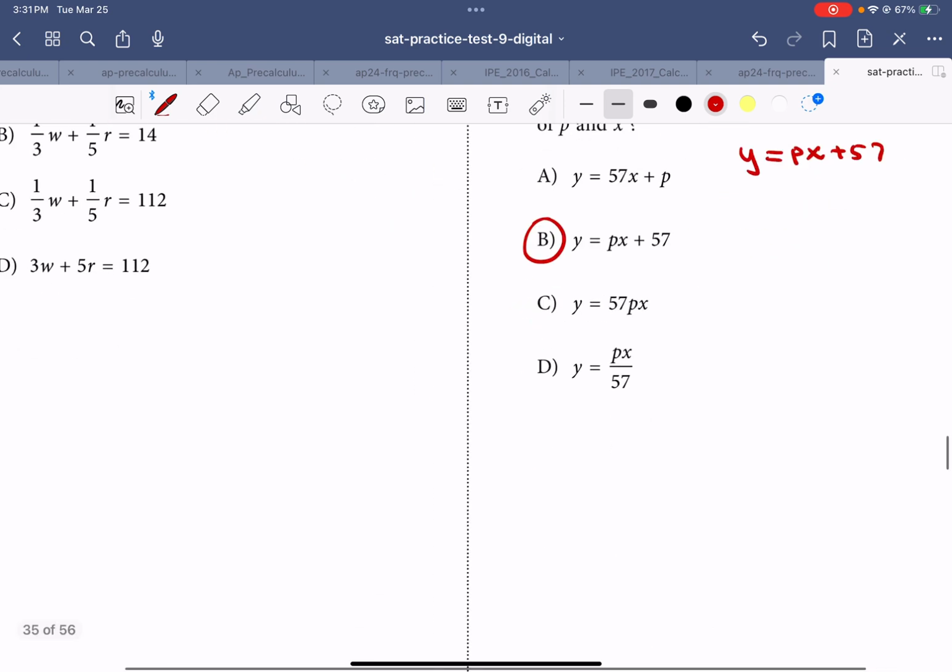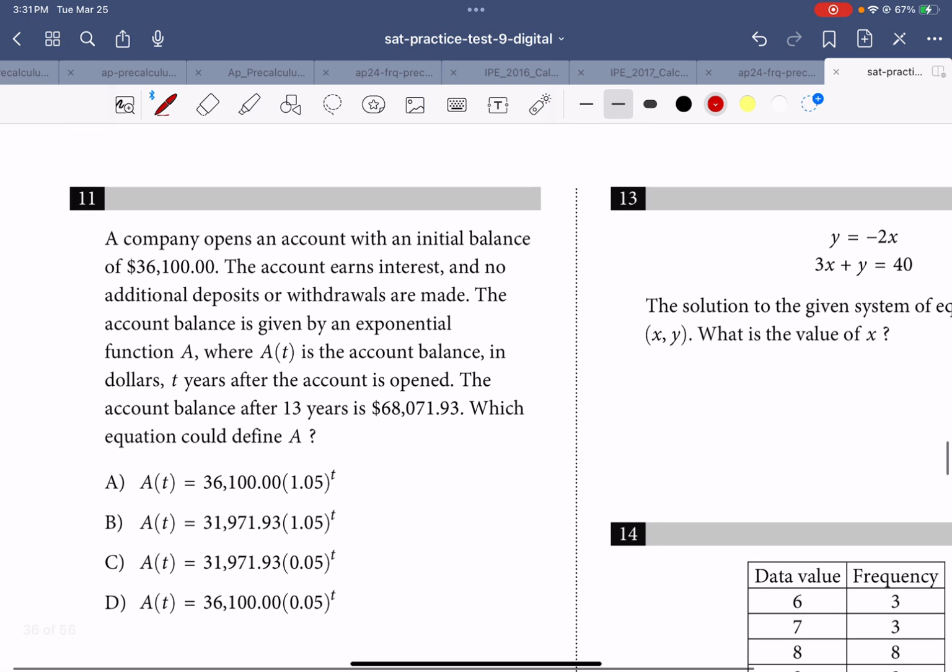Okay. Move on. Number 11. A company opens an account with the initial balance $36,100. The initial balance earns interest and then no additional deposit or withdrawal is made. So only one-time deposit and then it grows. Right? The account balance is given by the exponential function A of t, the account balance in dollars, t years after the account is opened. The account balance after 13 years is this. And then which equation could define A?